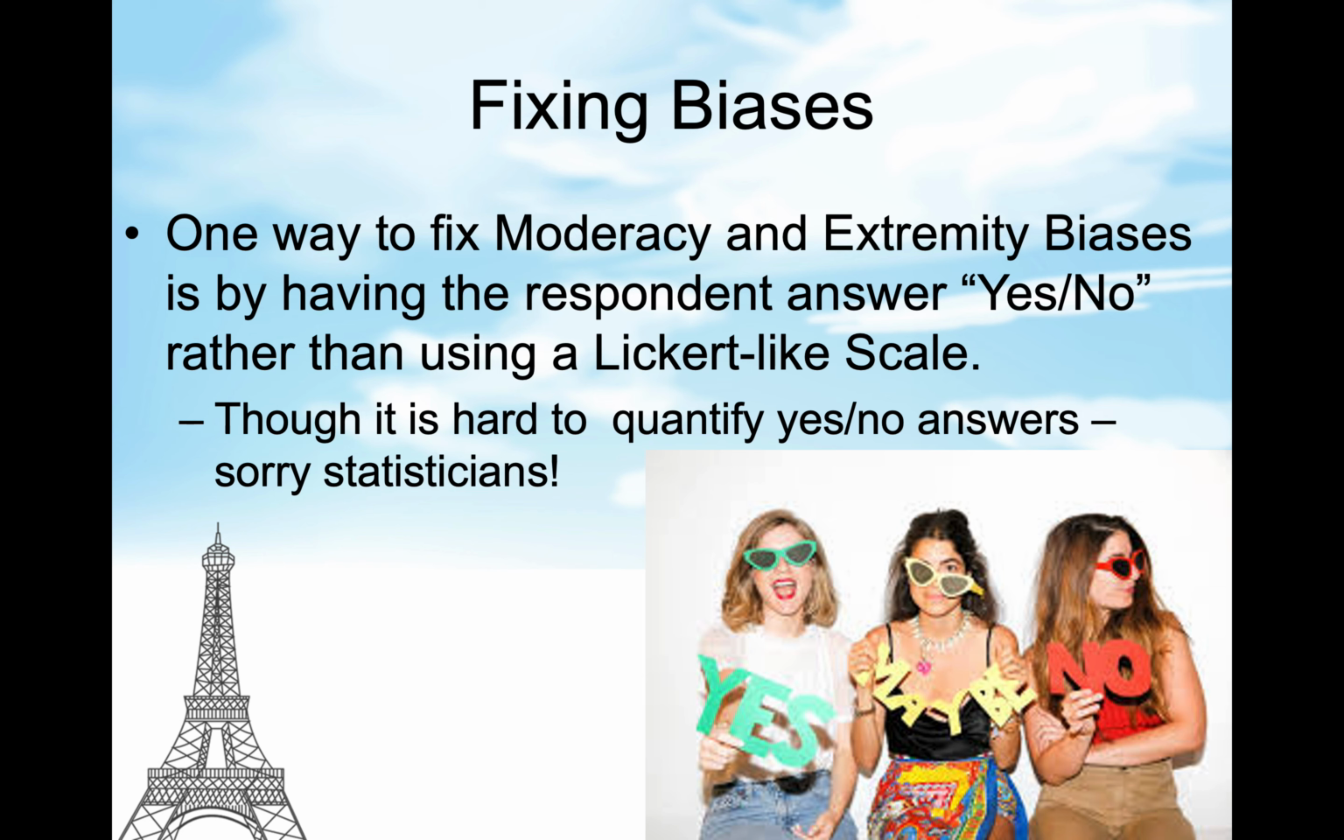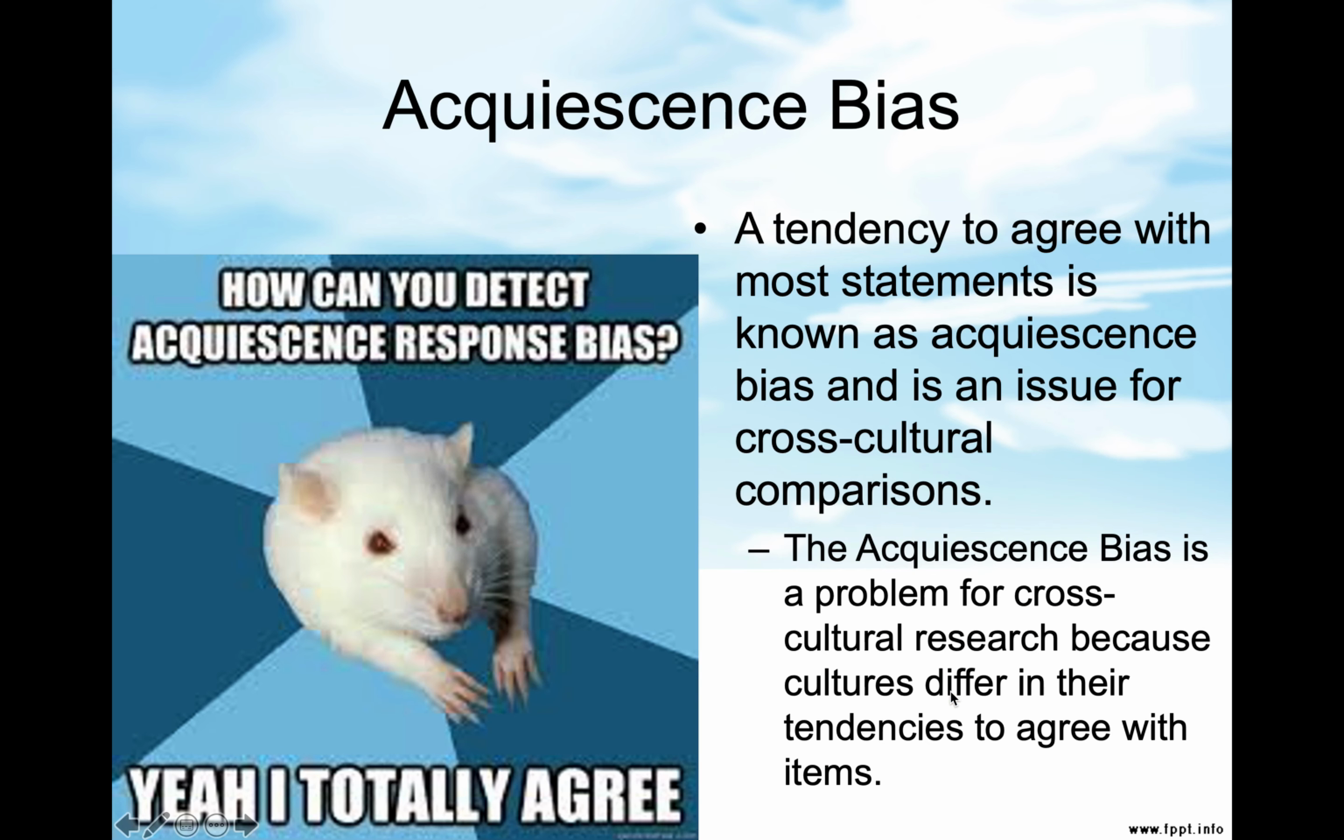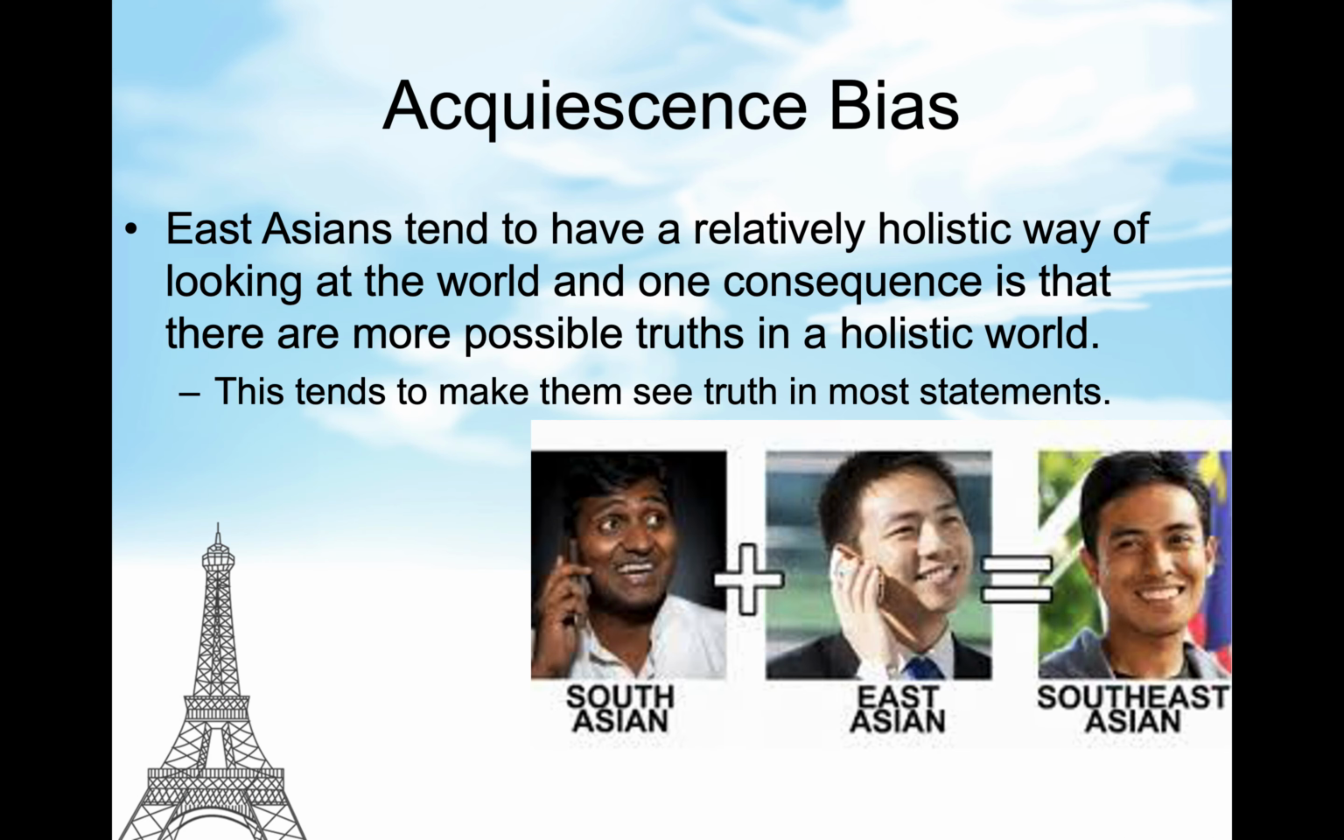One way to fix mediocrity and extremity bias is by having the respondent answer yes or no, rather than using a Likert-like scale. Though it is hard to quantify yes and no answers, that is basically the problem. And of course, you take out the maybe, because everybody will just say maybe. A tendency to agree with most statements is known as acquiescence bias, and is an issue for cross-cultural comparisons. The acquiescence bias is a problem for cross-cultural research because cultures differ in their tendencies to agree with items.